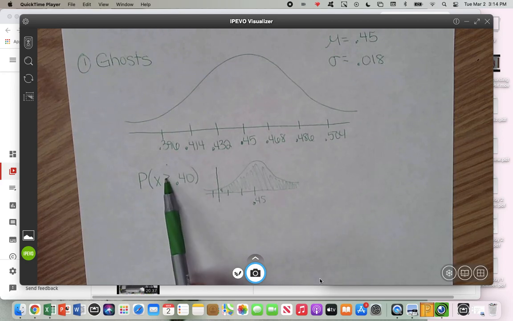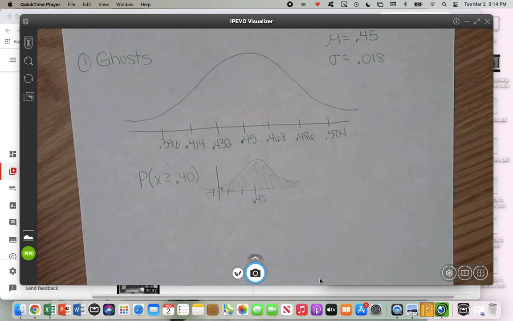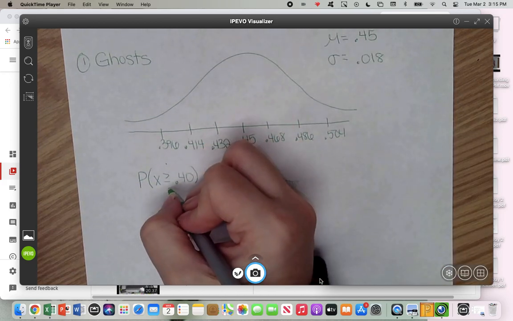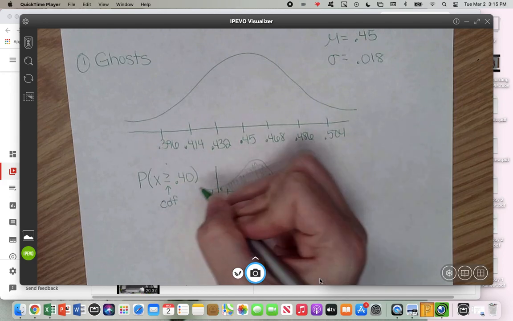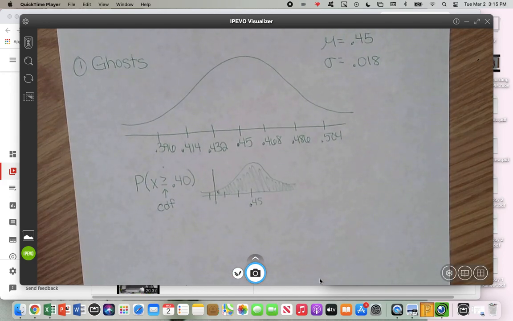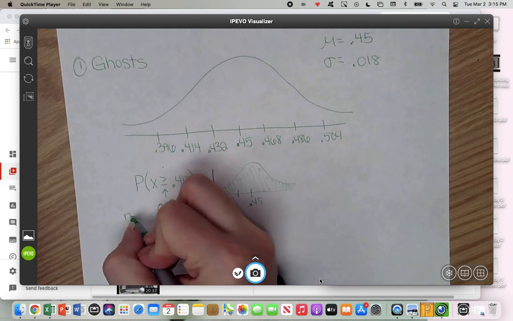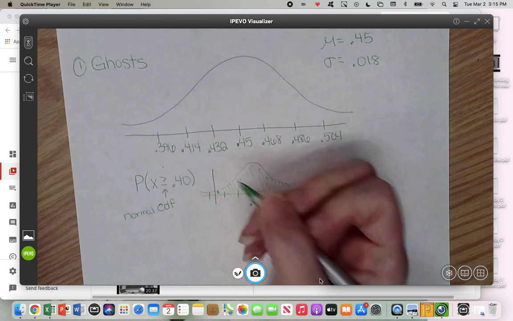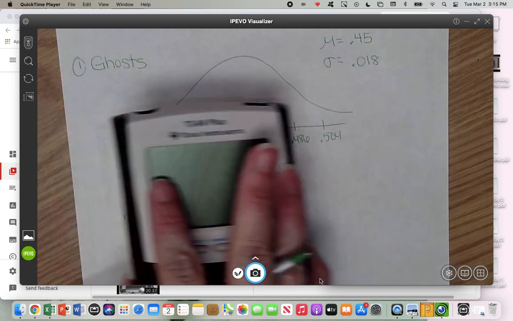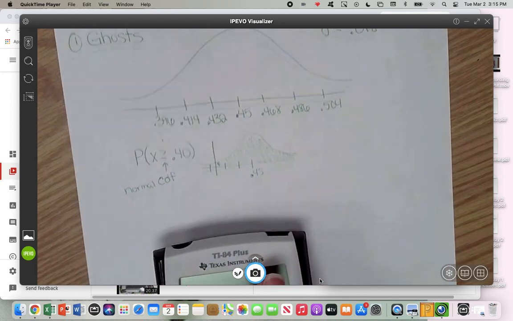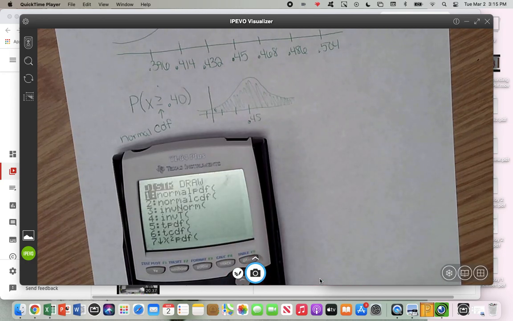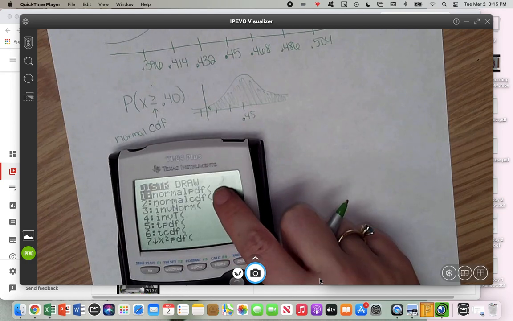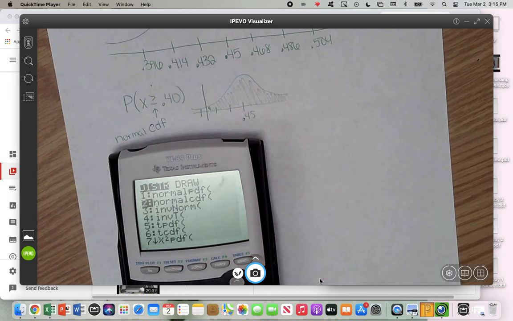Now, since this has a greater than or equal to, you have to ask yourself, is this a PDF or a CDF? And on this one, since it's an inequality, it is a CDF. It's a cumulative distribution. But this time, since it's a bell curve, it is a normal CDF. So we're actually going to get that calculator out, and we are going to find a normal distribution. So just like we've been doing, distribution menu, now the normal distributions are right there. We're doing normal CDF. It's the second option.